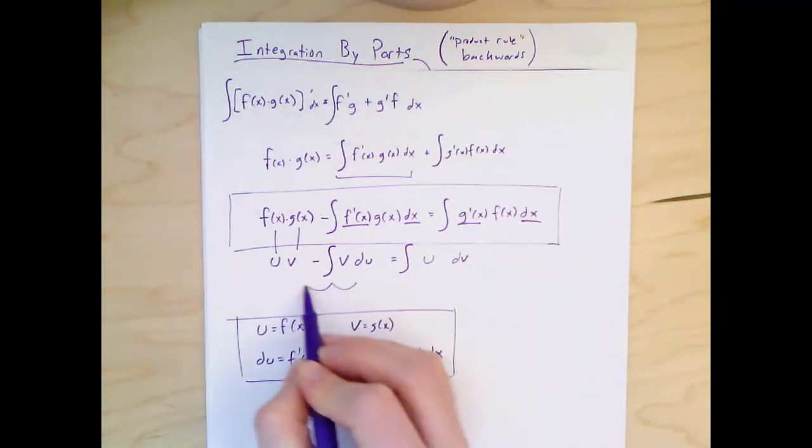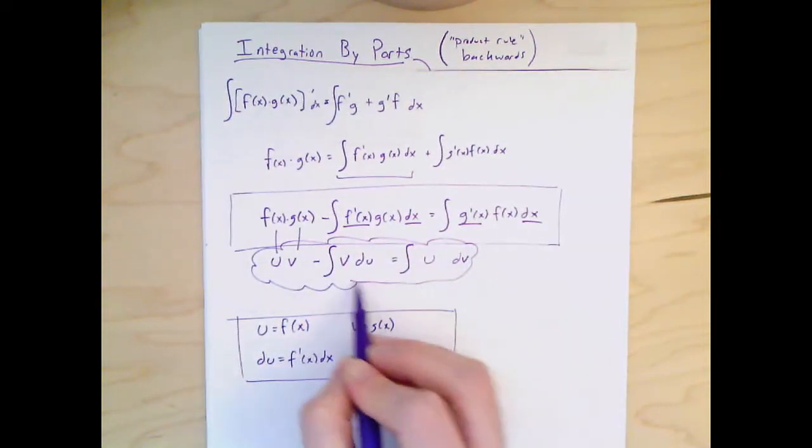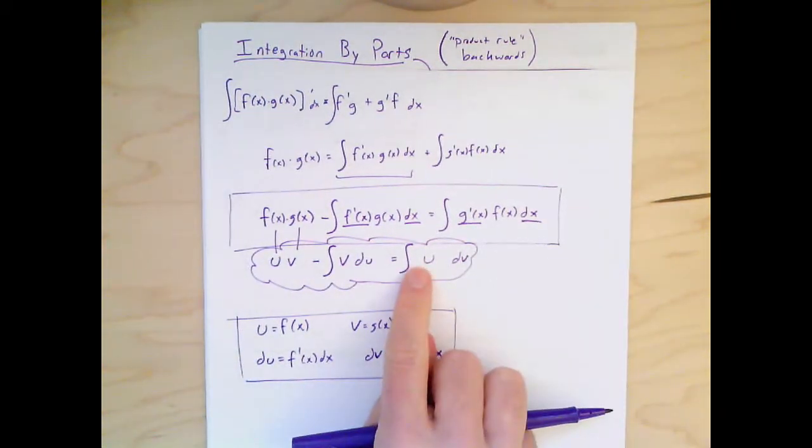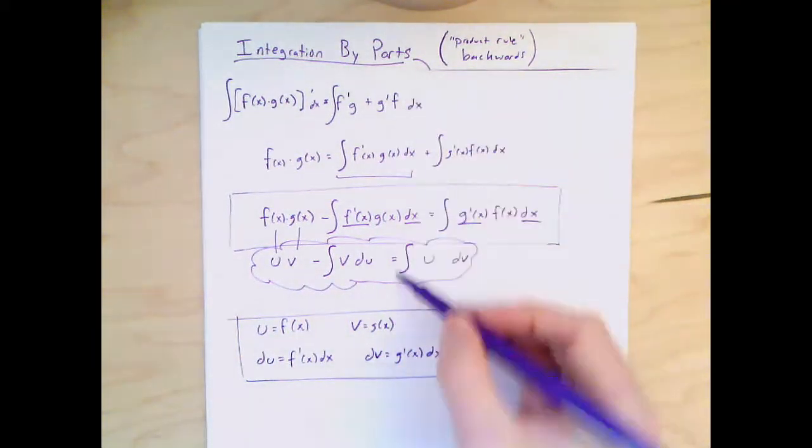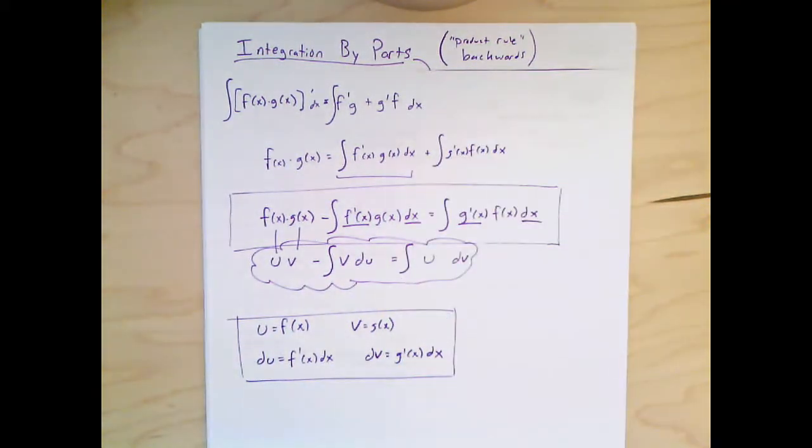So this is the one that I showed you on the front page. Integral u dv is uv minus integral v du. And you can see that it follows directly from the product rule formula.